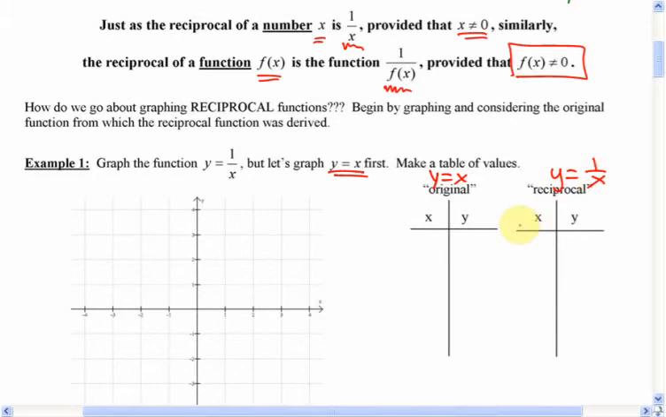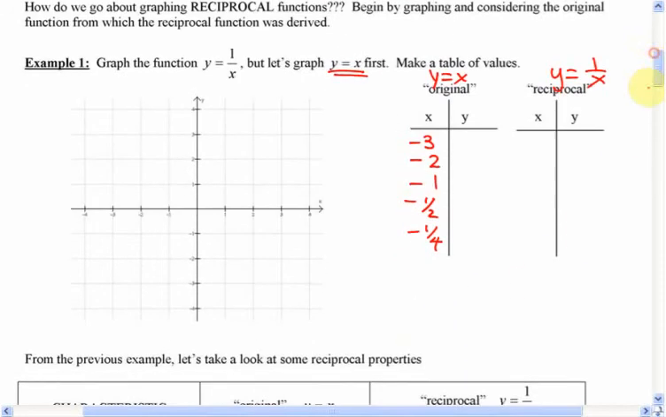Let me use these values here. Let's do negative 3, negative 2, negative 1. Let's do negative a half. Let's do negative 1/4. Let's do 0, 1/2, 1/4, 1, 2. That's a lot of points, but nonetheless, I think that'll help you out. Go ahead, please. Make the table values.